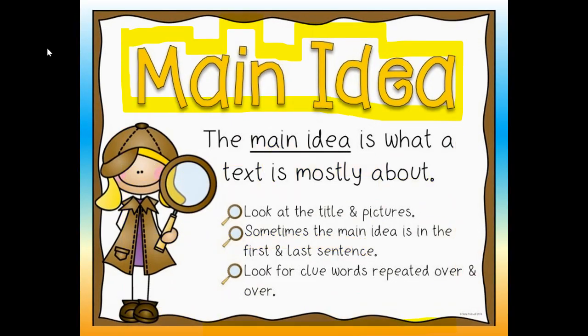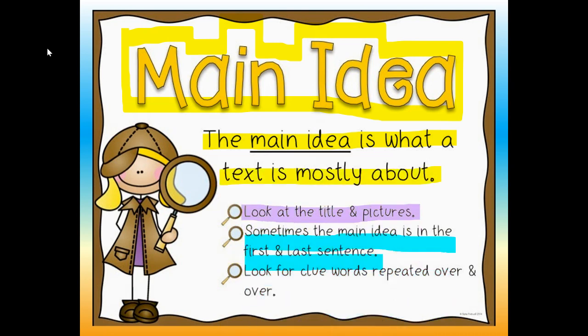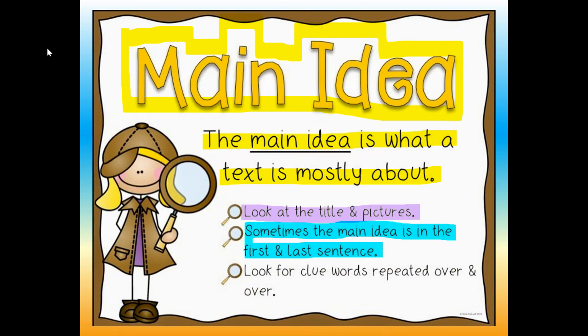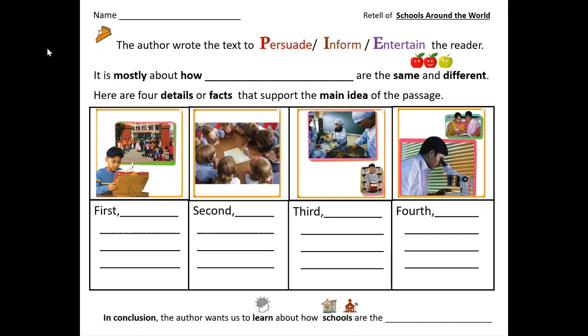Main idea. The main idea is what a text is mostly about. You look at the title and pictures. Sometimes the main idea is in the first and last sentence, and you look for clue words repeated over and over. So now we're going to orally retell the main idea, the author's purpose, and 4 detail sentences about the text before you write it. Retell of schools around the world.